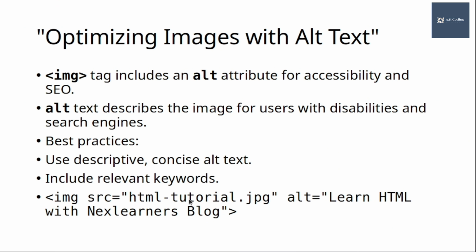So for example, if there is an HTML tutorial JPG, which means we can already imagine what the image is, a kind of image showing an HTML logo or something else, and the alt attribute says "Learn HTML with Next Learner's blog," right? And this is the best practice, you have to do it.